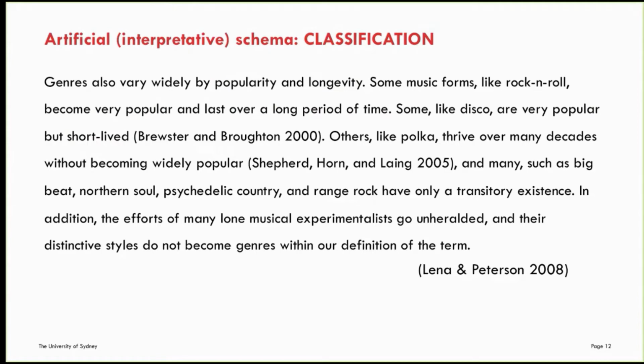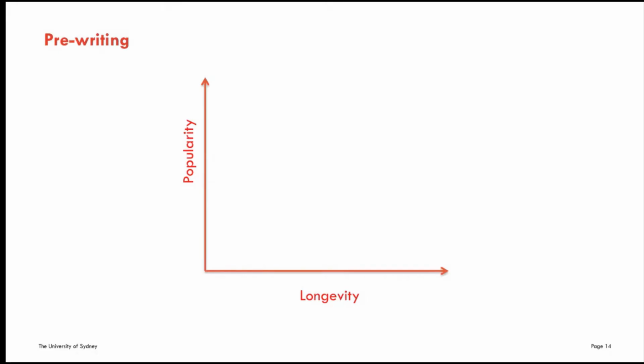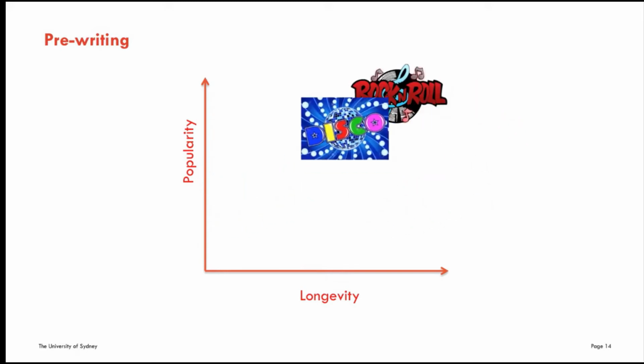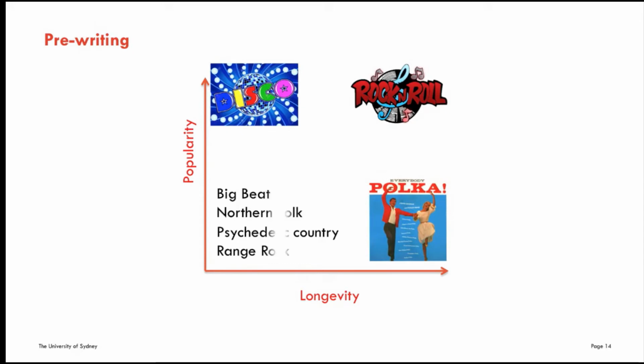Before starting to type, the writers may have organized their ideas in a diagram like this, with the y-axis for popularity and an x one for longevity, and locating each genre in the plot area.